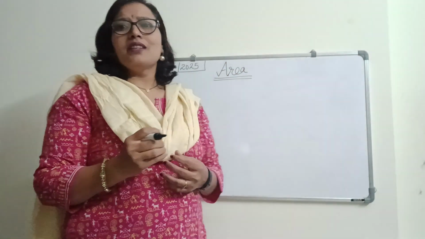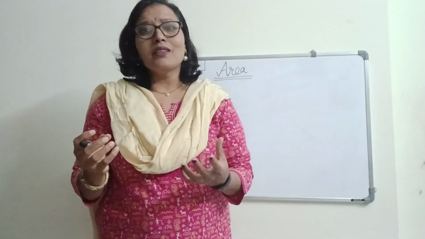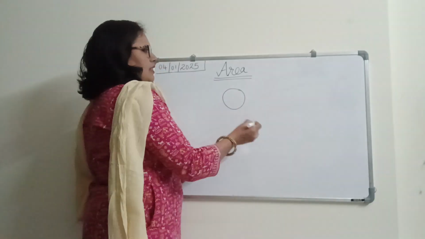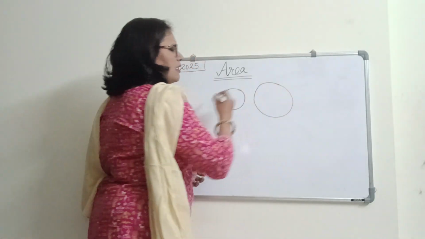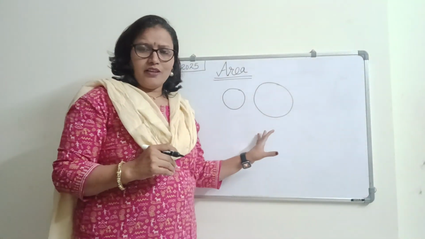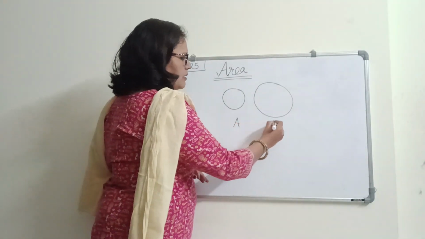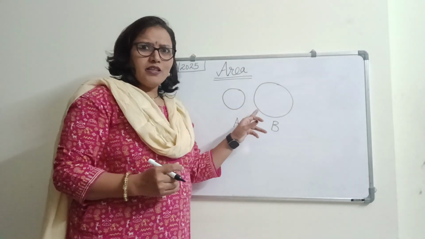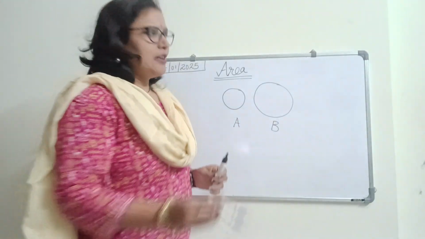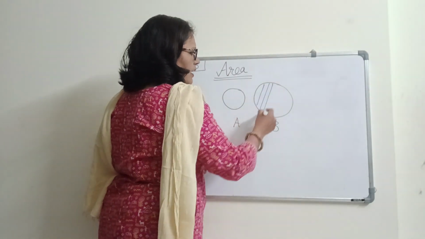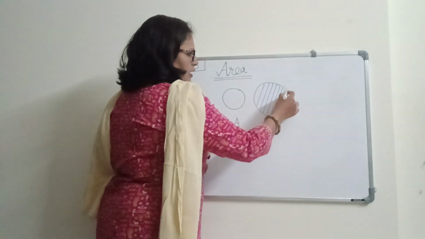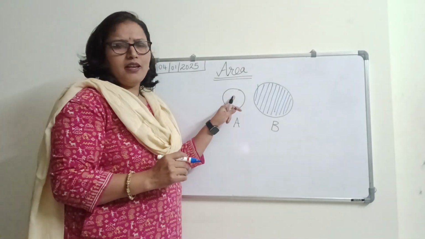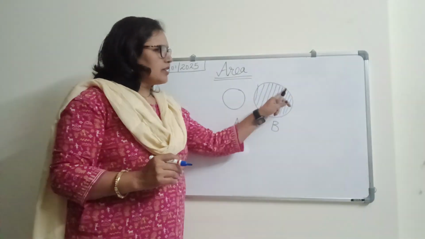Area is the amount of space a shape can cover. Suppose this is one circle and this is another circle. Suppose this is circle A and this is circle B. Which circle is bigger here, circle A or circle B? Obviously circle B is bigger because it occupies more space compared to circle A, because the space here is very less compared to circle B.